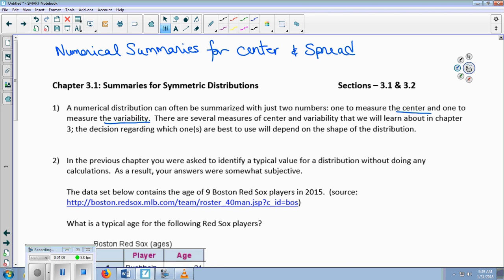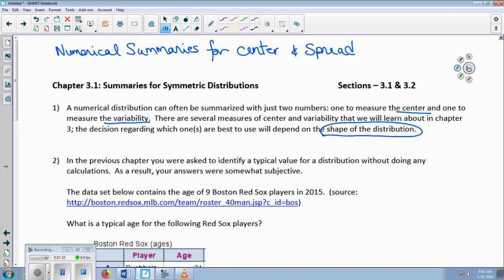There are several measures of center and spread that we're going to be learning about, and the best one to use depends on the shape of the distribution. This is very important, so we're always going to need to look at our distribution using the appropriate graph to determine the shape, and then pick the correct measure of center and spread.